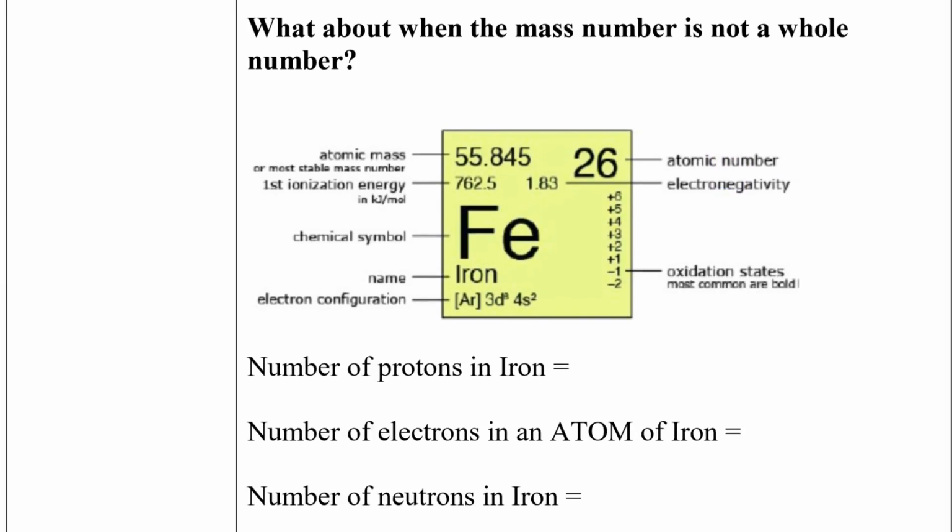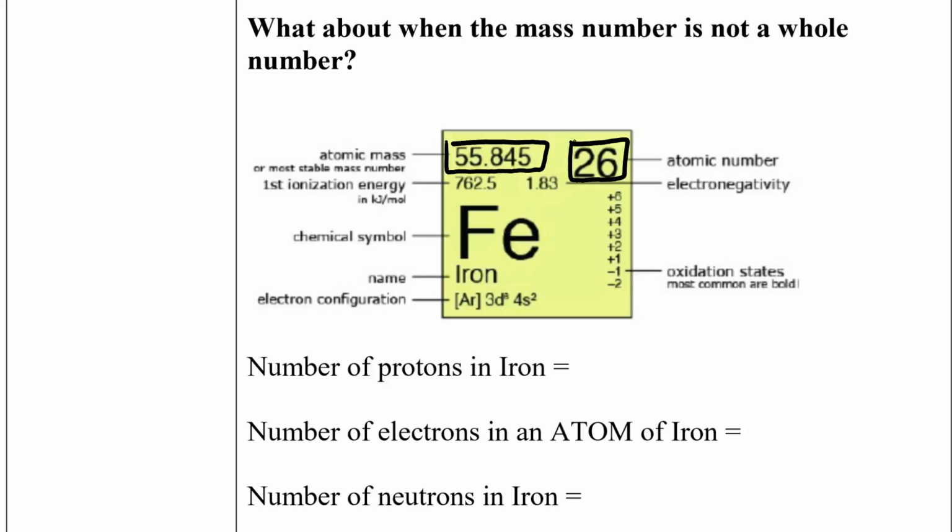Sometimes our atomic mass number is not going to be a whole number. So what about when the mass number is not a whole number? This right here is an example of a periodic table piece on iron. And they've laid things out a little bit differently. It's nice though, because this was right at the top of the periodic table, so this was kind of like our legend. It says right here, atomic mass number is 55.845. The atomic number is 26.